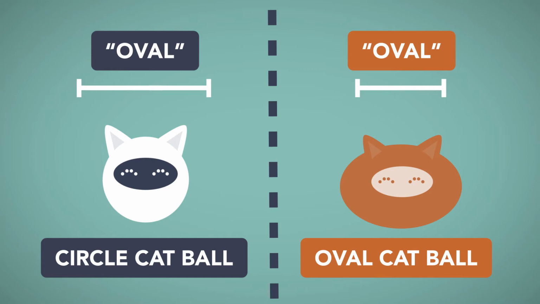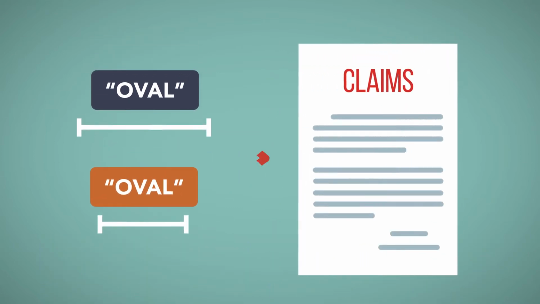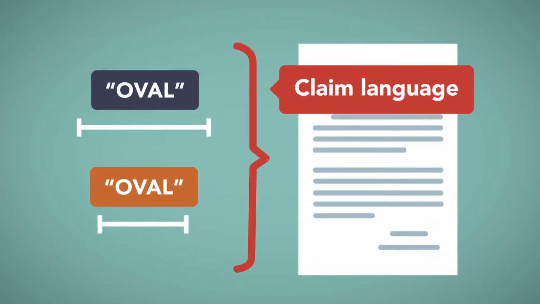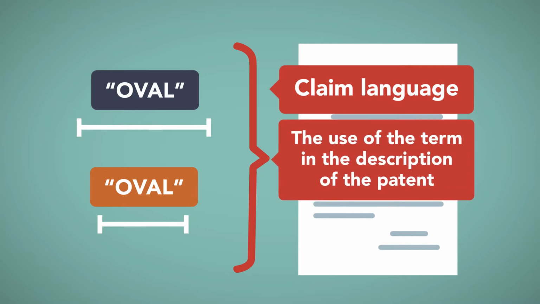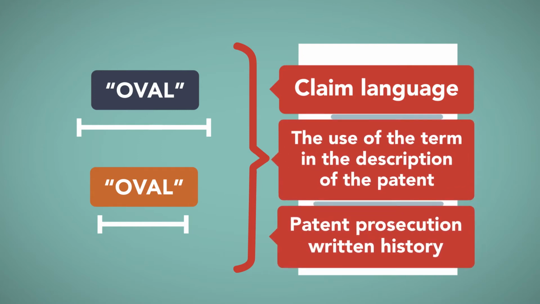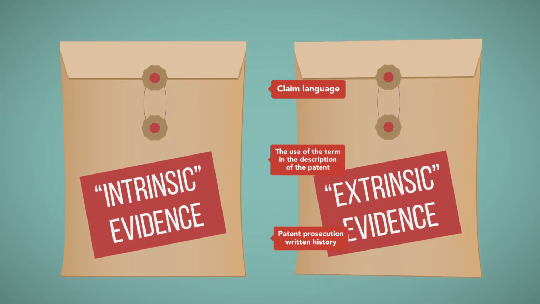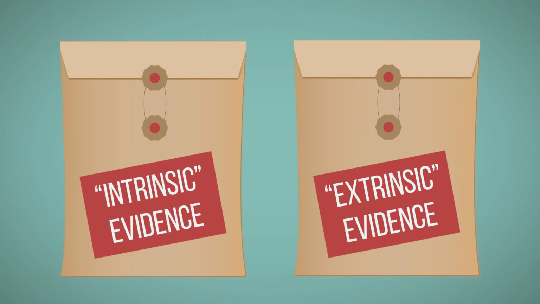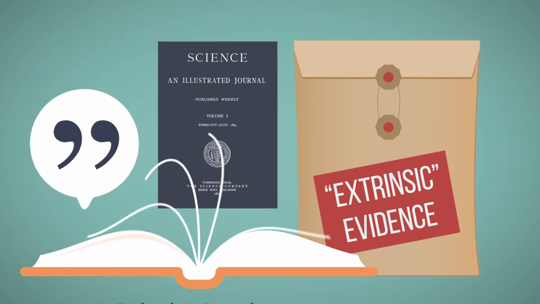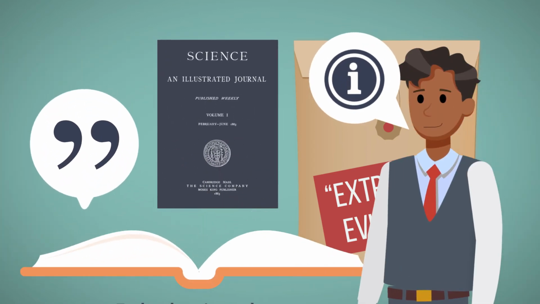The evidence used to support these claim constructions must focus on the term in the context of the claim language, the use of the term in the description of the patent, and any discussion about the term in the written history of the patent prosecution. After considering all of this intrinsic evidence, the judge may also consider extrinsic evidence such as dictionary definitions, treatises, and expert testimony. A few other issues are unique to Markman hearings.